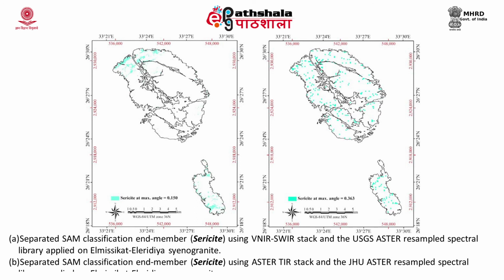Here the spectral library was applied, and in this diagram you can see the quartz. The SAM classification end member is quartz. So, the resampled spectral library is applied on this particular cyanogranite, and the right side image is the TIR band. In the same way, you can see very clearly the different mineral anomalies.